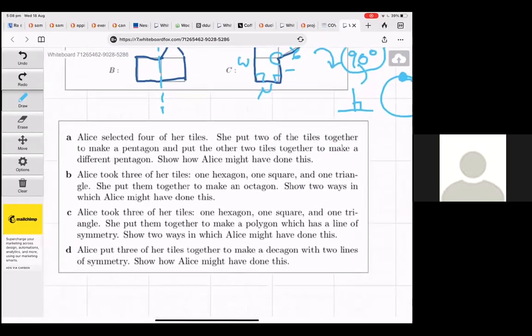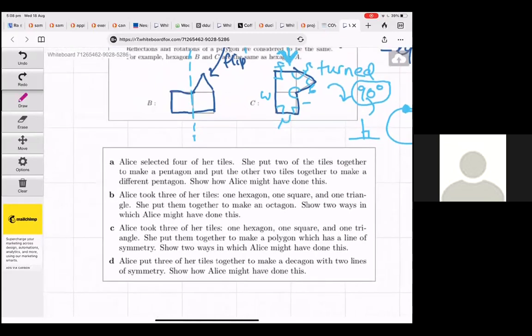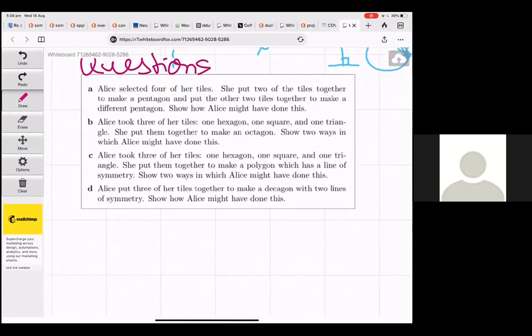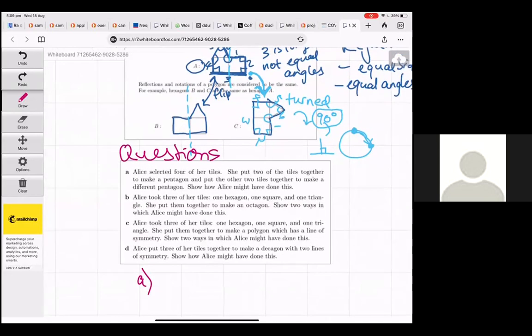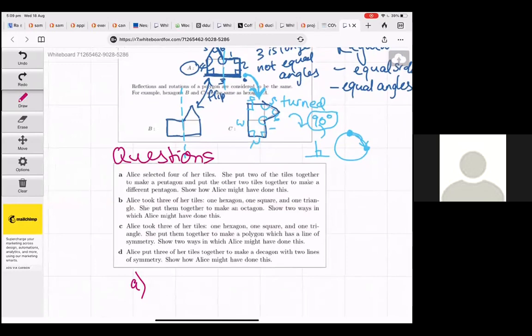Okay, now let's do some questions. Question time. Questions. So let's start with A. If you know the answer, then don't spoil it, please. But if I say that you can tell me a clue, then I'll allow you to spoil it a little bit. So Alice selected 4 of her tiles.